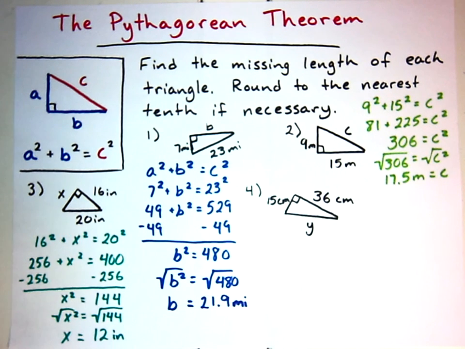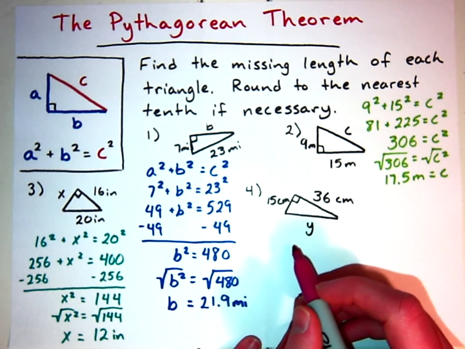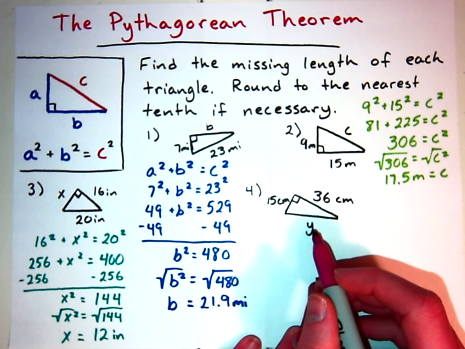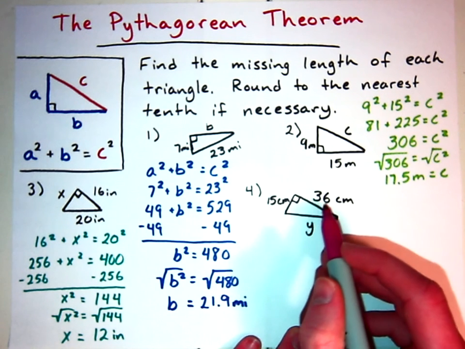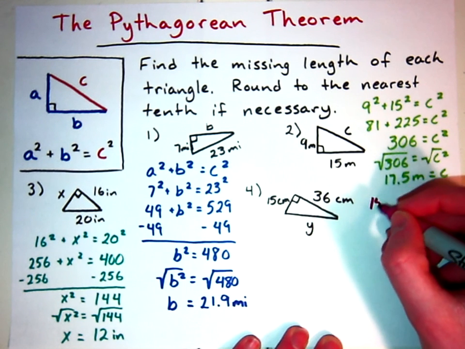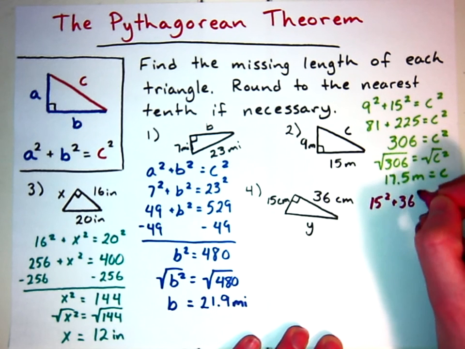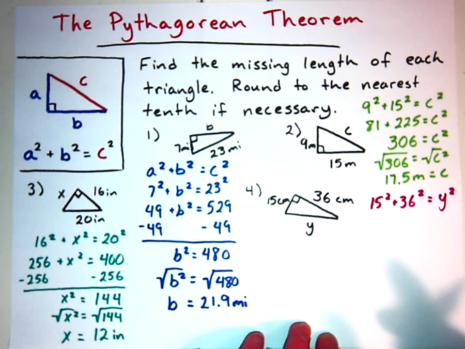And lastly, we have this final triangle. So, okay, well, this time what are we missing? Well, it has a y, so again, we need to identify what it is. It's my longest side, that makes it the hypotenuse, okay? It's given us the two shorter sides, the legs. Okay, so I'm going to do 15 squared plus 36 squared equals y squared. Again, we don't necessarily need to have the c, we just need to understand what is missing. What is missing is the hypotenuse. We have both legs.